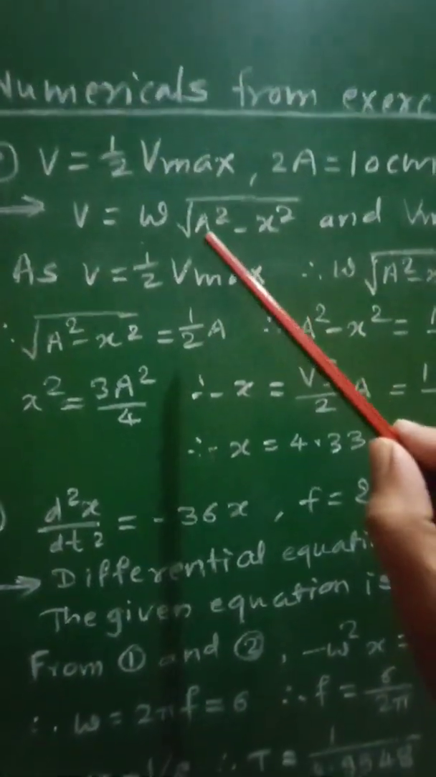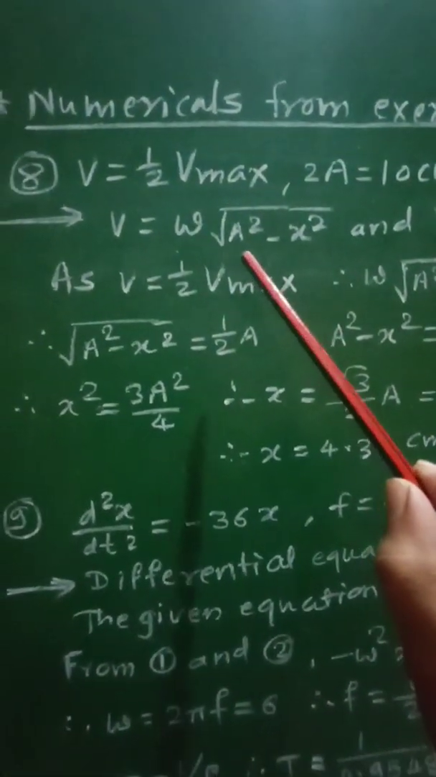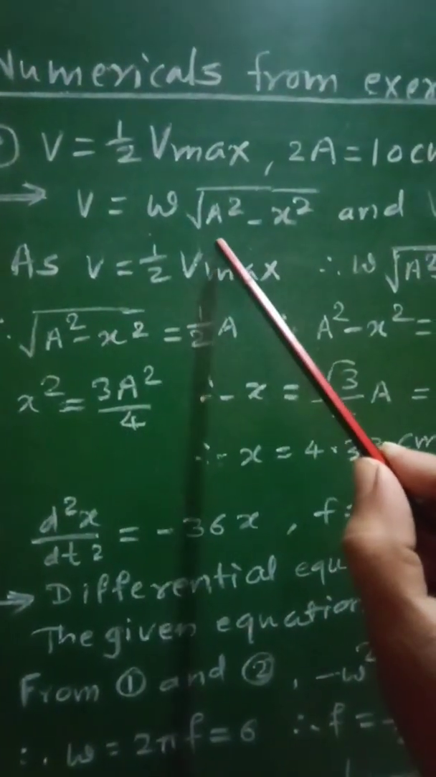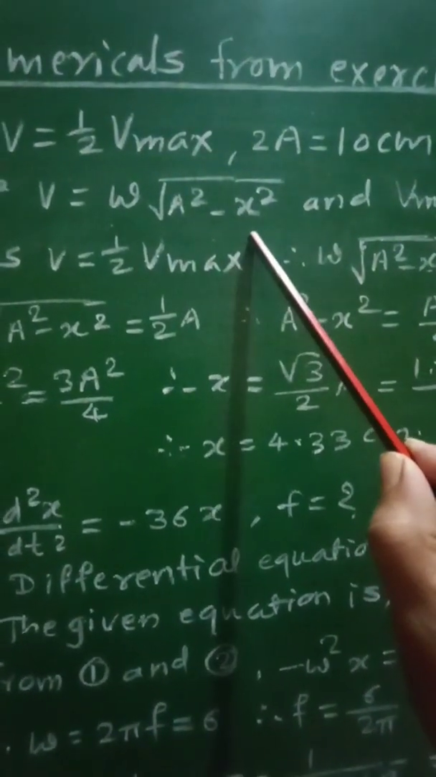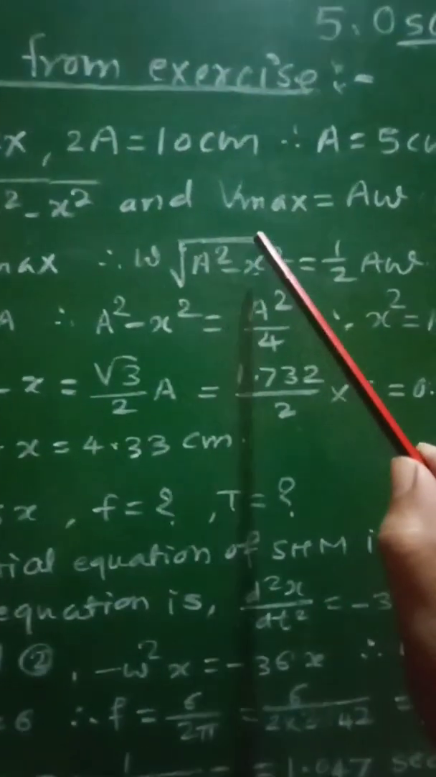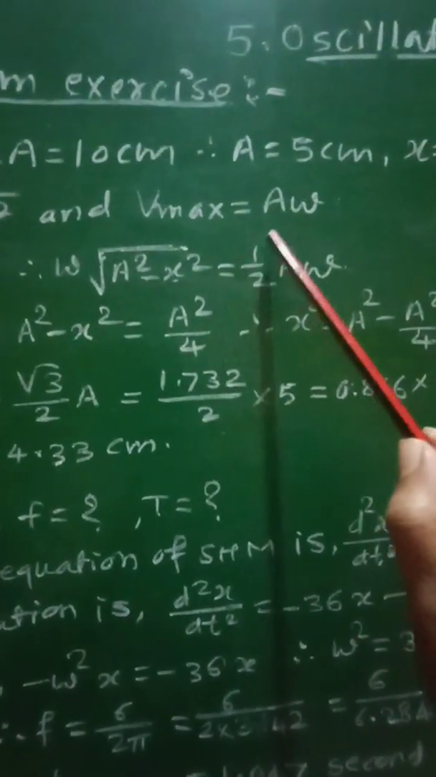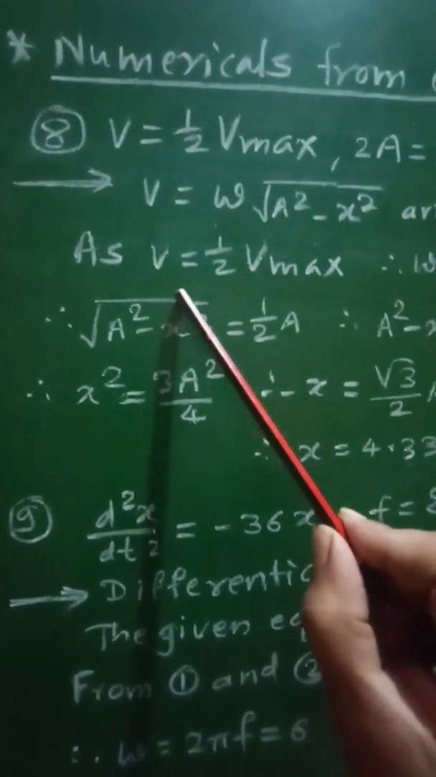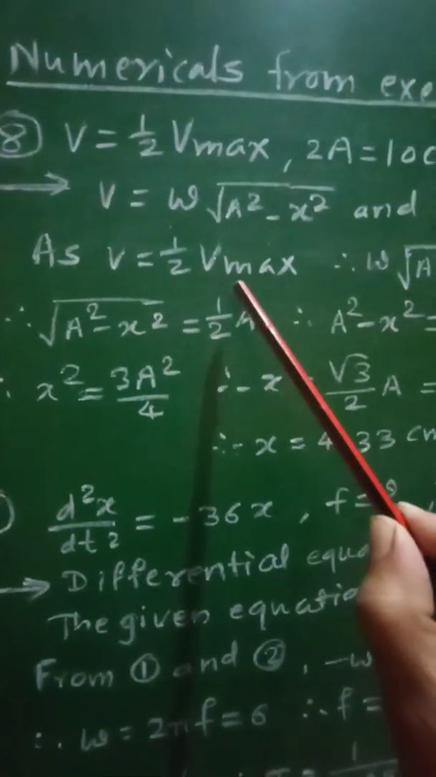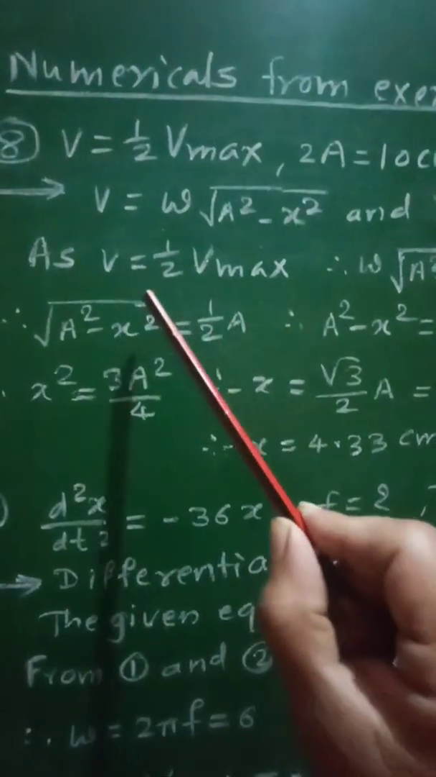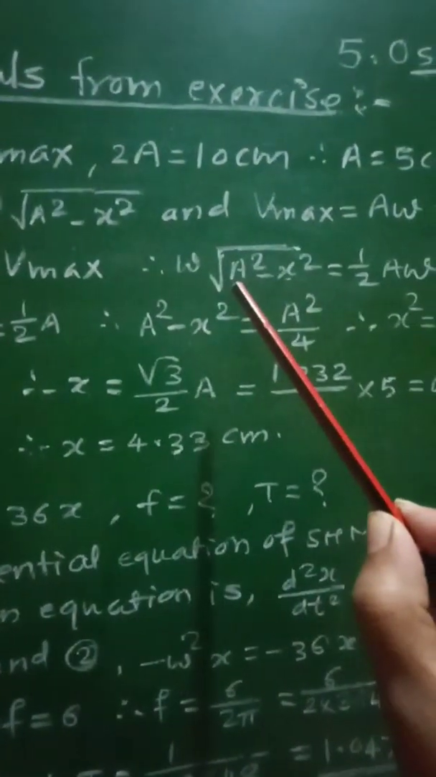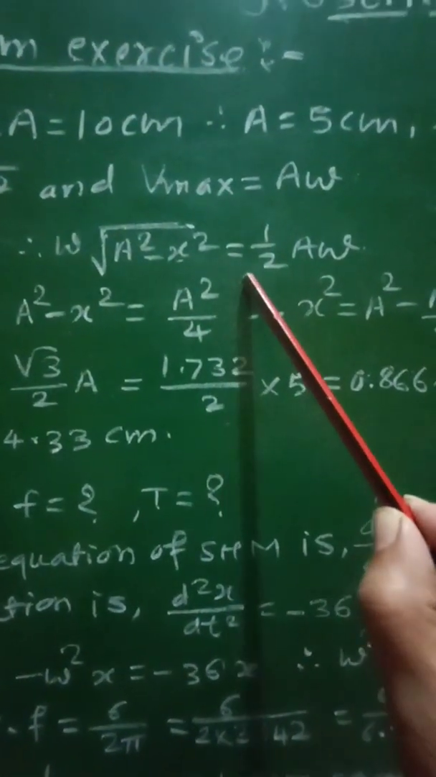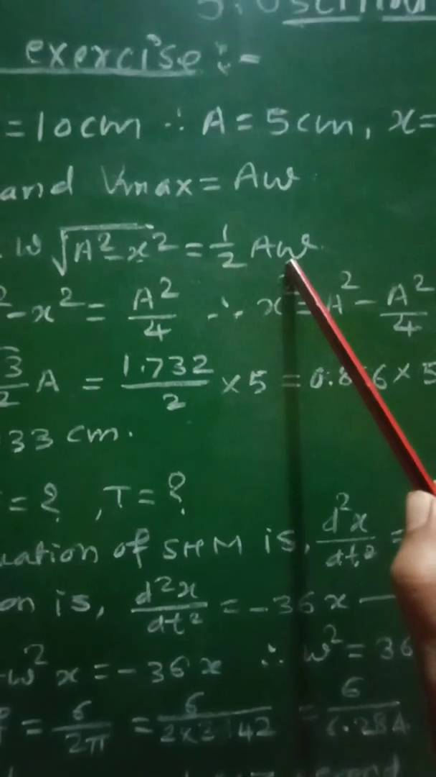Now we know that the velocity of a particle performing SHM is given by the formula v equal to omega root of a square minus x square, and the maximum velocity v max equal to a omega. As the condition is given that v is equal to half v max, therefore putting the values of v and v max, we will get omega root of a square minus x square is equal to half a omega.